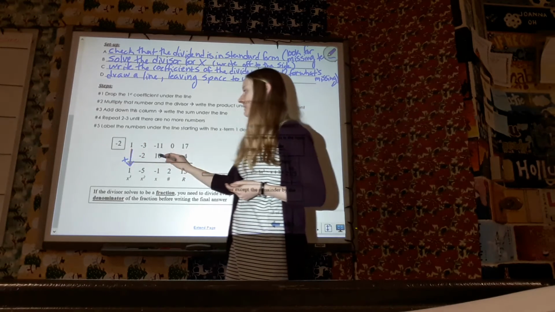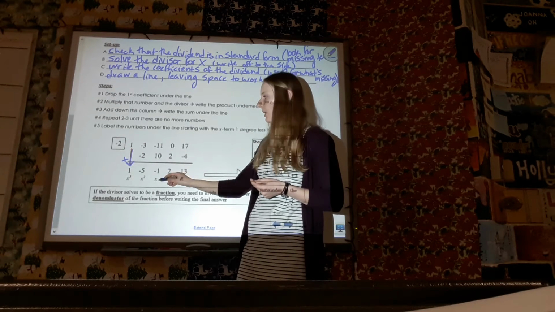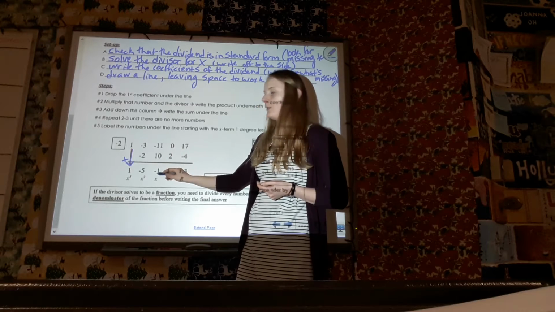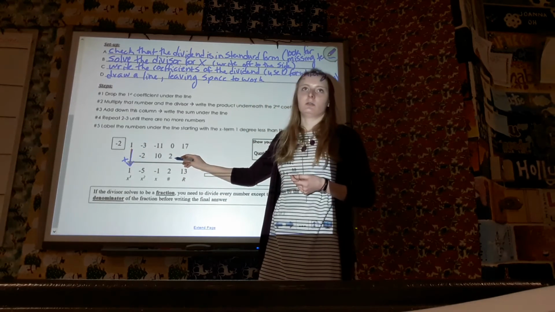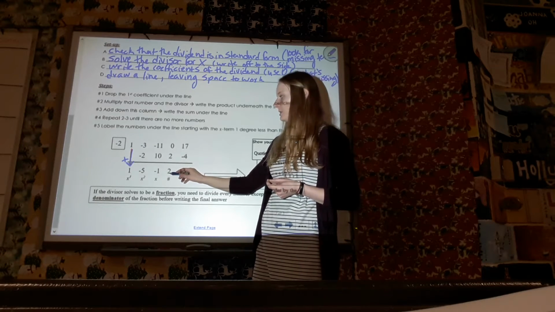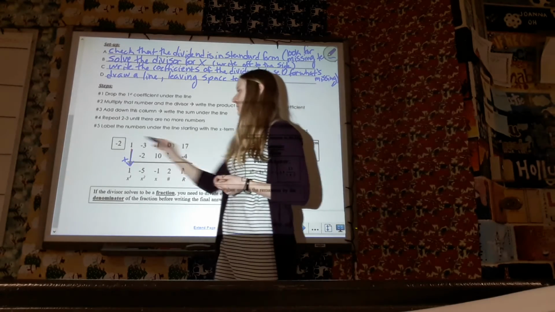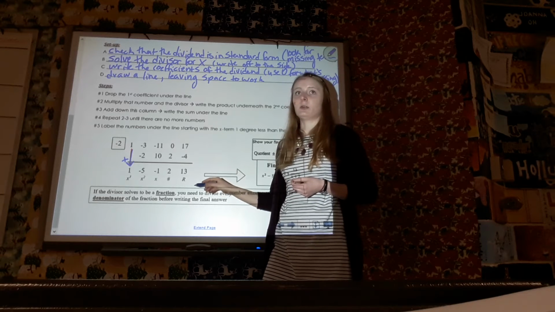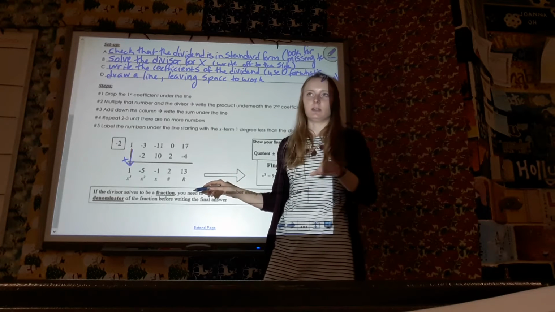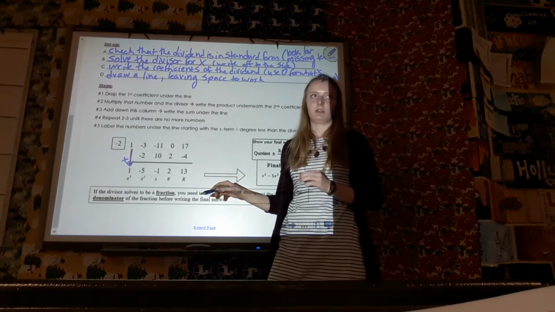Then you do it again. -5 times -2 is 10. Then you add down in the column. -11 plus 10 is -1. Then you do it again. -1 times -2 is +2. Then you add down. 0 plus 2 is 2. Then you do it again. 2 times -2 is -4. Add down 13. You do that until you get to the end of the row. That's synthetic division. Just multiplication and addition.